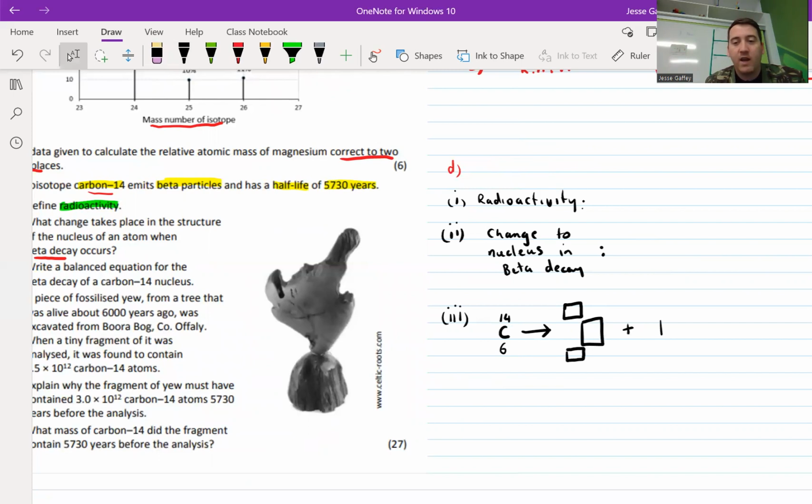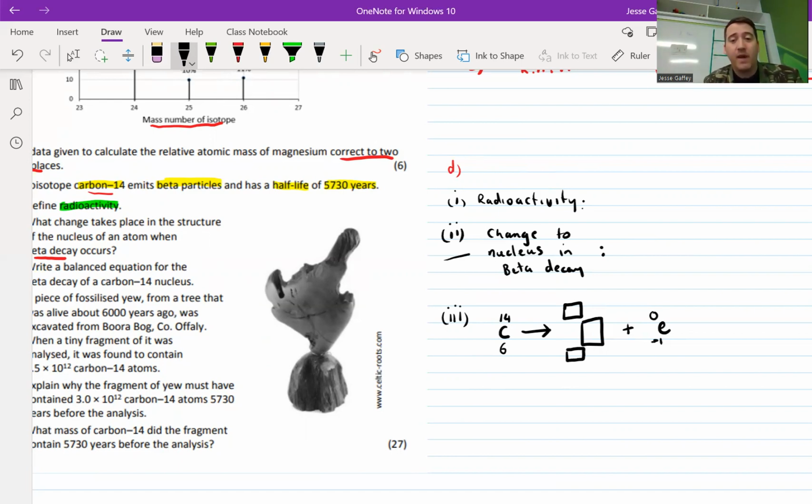Plus, of course, we have a beta particle, which we can show like this, or sometimes you can just show it as an electron. Now, of course, the electron has a mass number of 0, and we know it has a charge of -1, but it doesn't have an atomic number. All right, so pause the video and see, can you work this out here now, please? Okay, so if you can't work it out, remember what we said above.